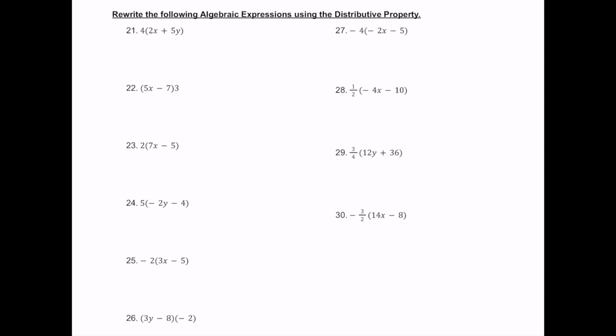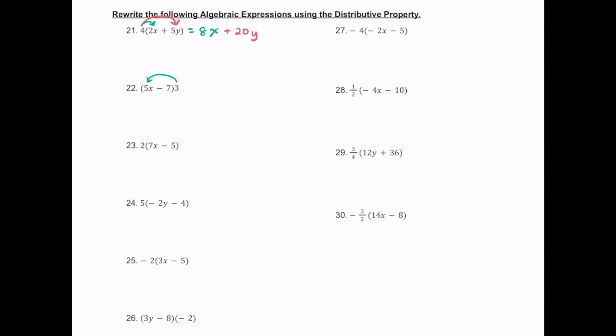So all we really have to do here is go ahead and multiply. There are 4 of these 2x's, so 4 times 2x makes 8 of these x's. And then if we go ahead and multiply and say there are 4 of these 5y's, that is going to make a total of 20 of these y's.